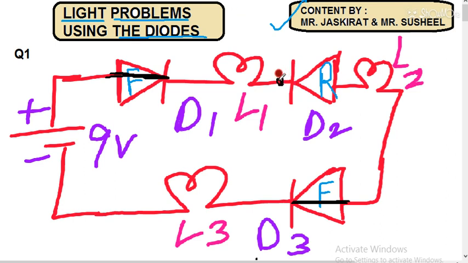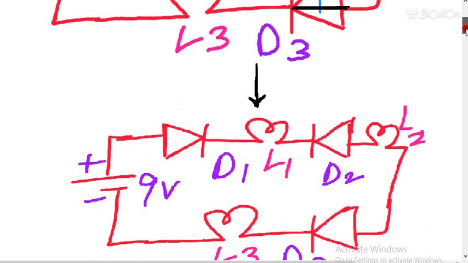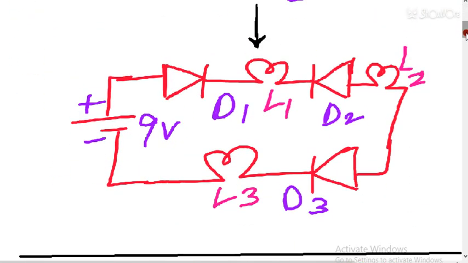Between these two terminals, this diode will act as infinite resistance, so it will behave like an open switch. Now I have drawn its equivalent diagram. Its equivalent diagram will be like this. Okay, let me take the eraser.